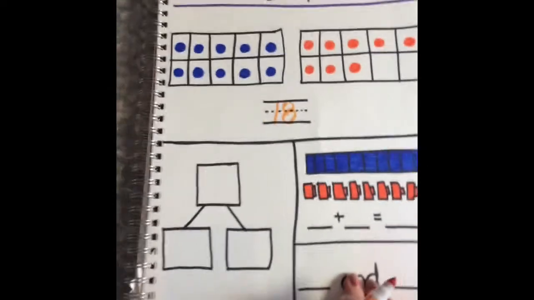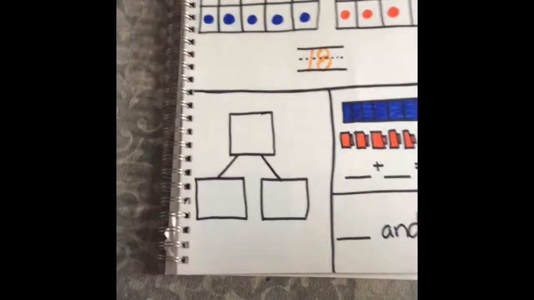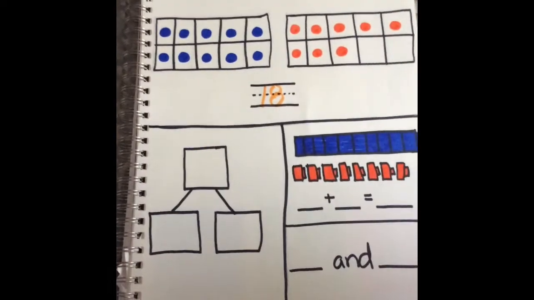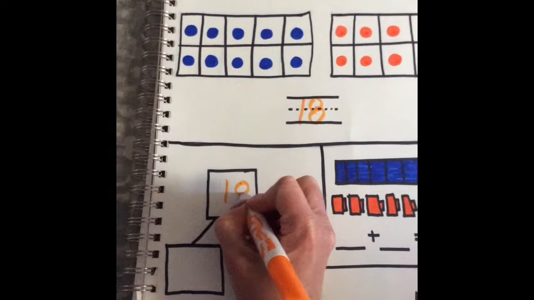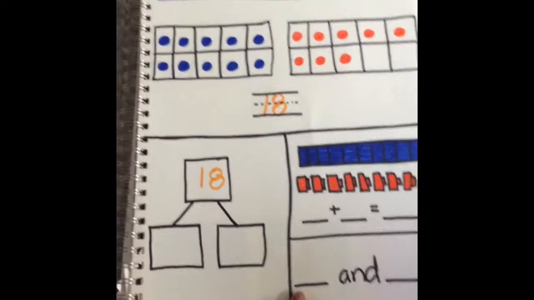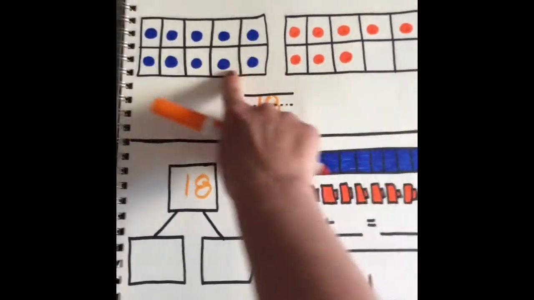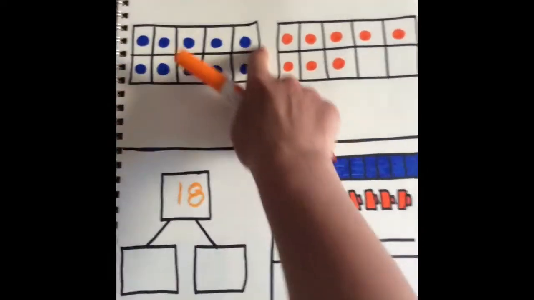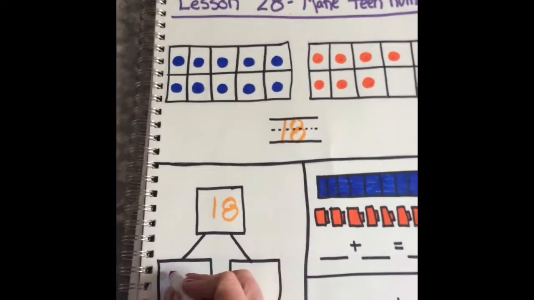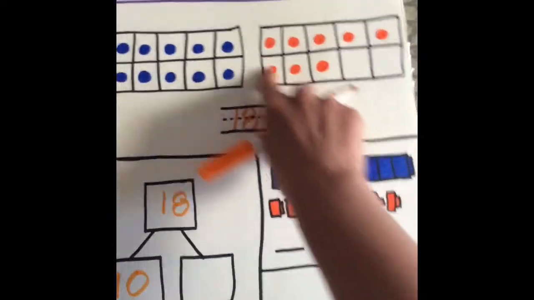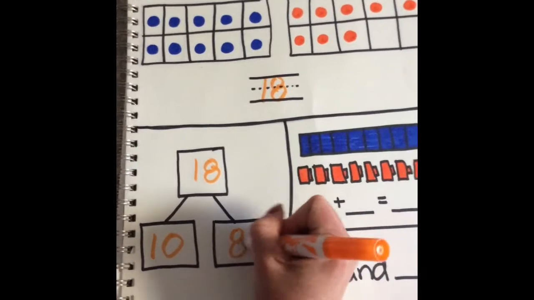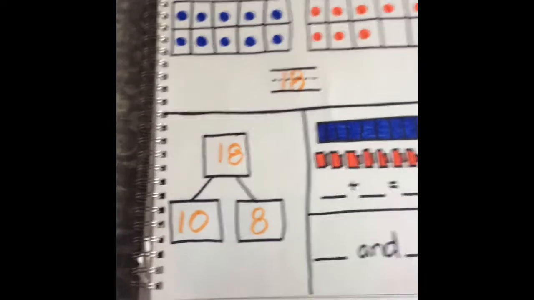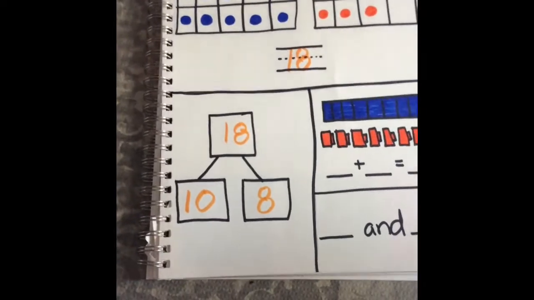Now another way that I can represent 18 is by using a number bond. So I'm going to put the 18 up top and break that 18 up. I have it broken up here. I can see that 10 is one part of my number bond, and then I have some extras. I can see that I have 8 extras here. So that's how I'd represent a teen number using a number bond.